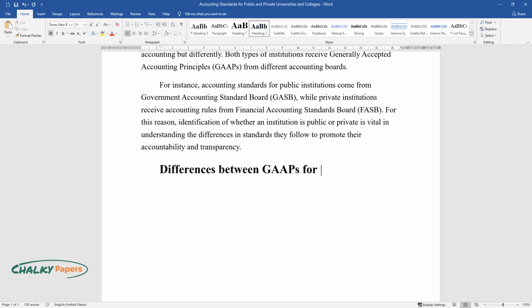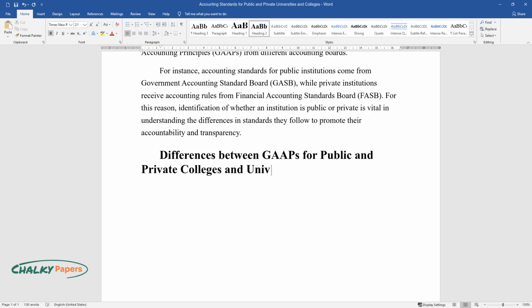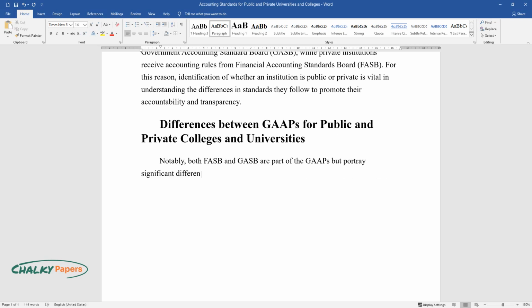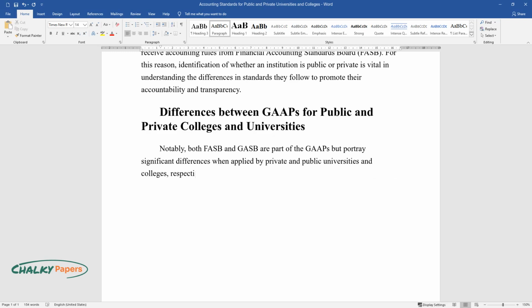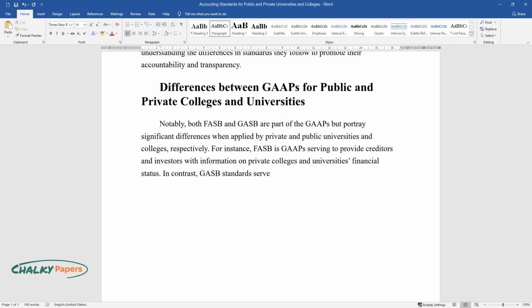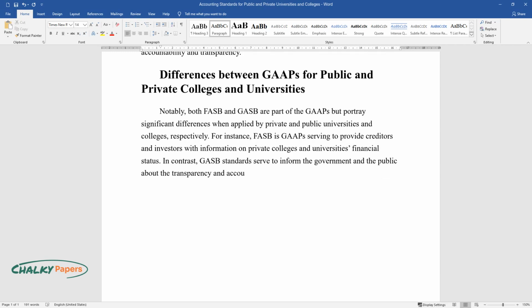Differences between GAAPs for public and private colleges and universities. Notably, both FASB and GASB are part of the GAAPs but portray significant differences when applied by private and public universities and colleges, respectively. For instance, FASB's GAAP serves to provide creditors and investors with information on private colleges and universities' financial status. In contrast, GASB standards serve to inform the government and the public about the transparency and accountability of public colleges and universities in using state funds.